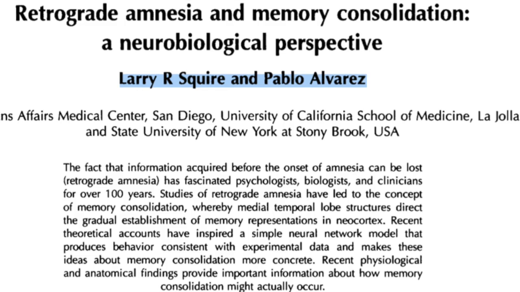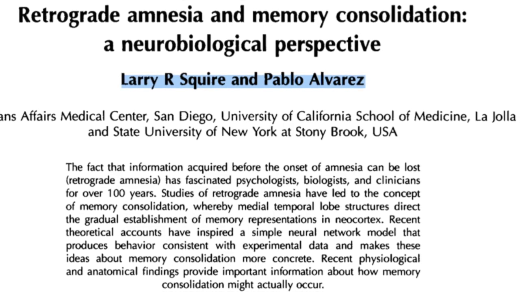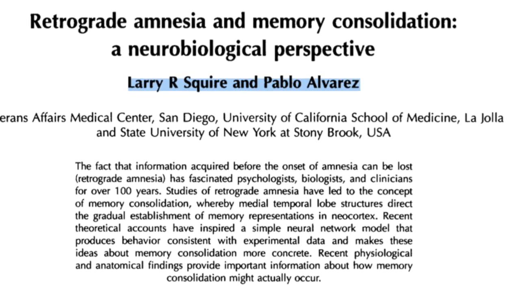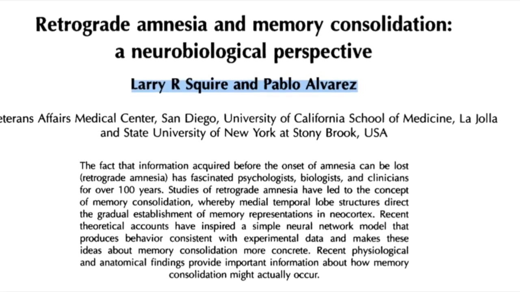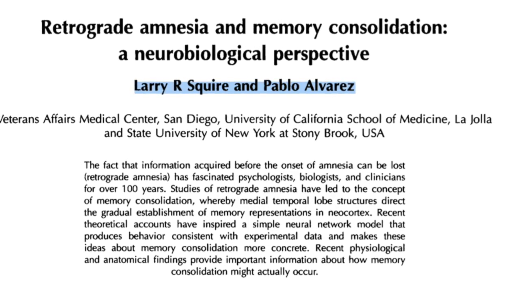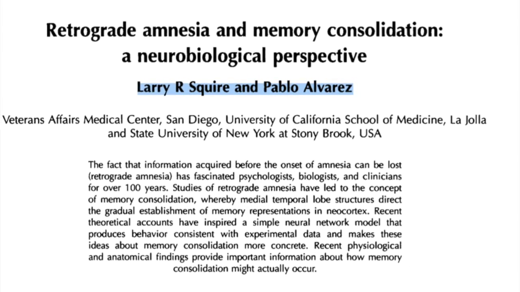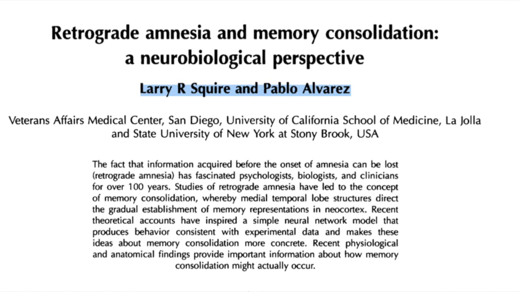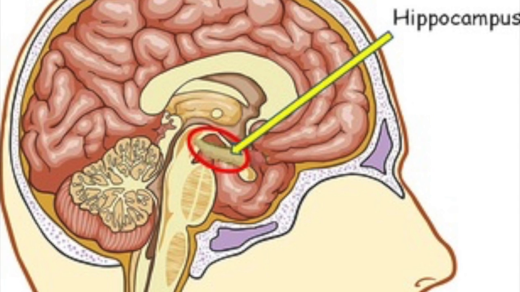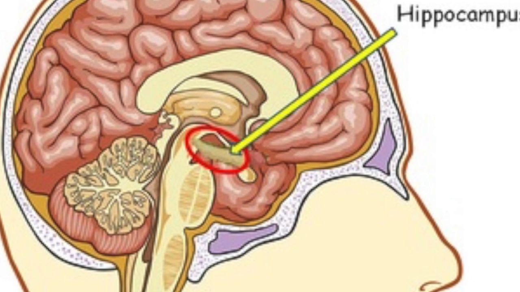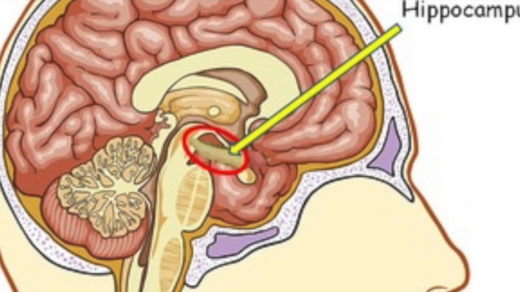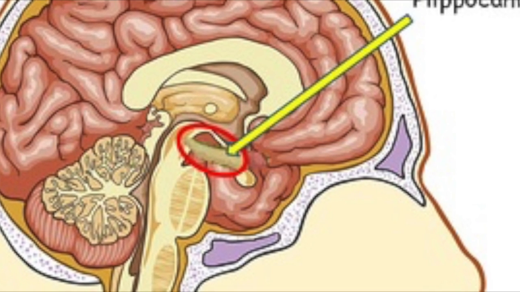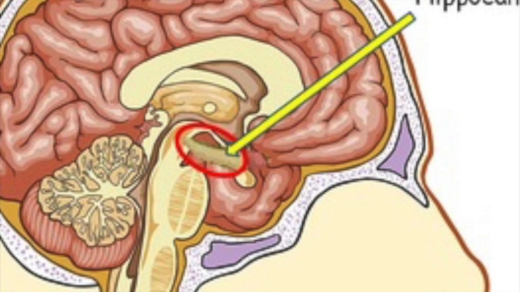In a scholarly journal article by Larry R. Squire and Pablo Alvarez, they discuss the correlation between retrograde amnesia and the consolidation of memory in the brain. They also investigated that retrograde amnesia is not always temporally graded, and the association between anterograde and retrograde amnesia. They say that if the neocortex is the permanent repository of memory, then memory formation must involve some kind of connection between the neocortex and the hippocampus region, or other components of the medial temporal lobe.